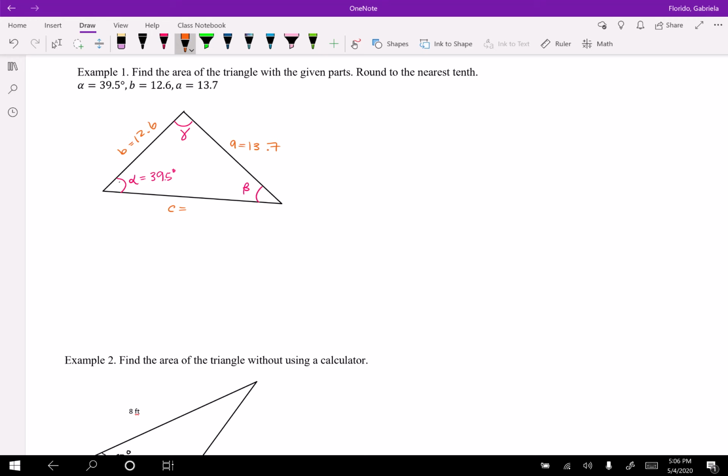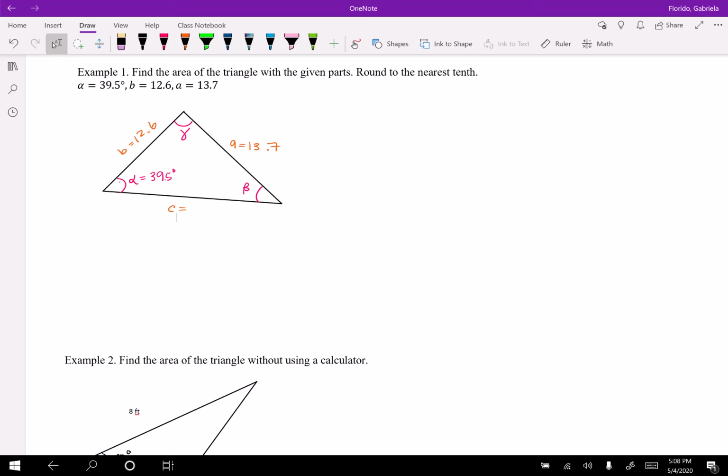And I think that I'm gonna find gamma. I have a couple of options. I can use the law of cosines, and that's going to help me find gamma. Or I could find beta by using the law of sines, and then once I know alpha and beta, then I can find gamma. I think I'm going to do that. I think I'm going to find beta and then find gamma.